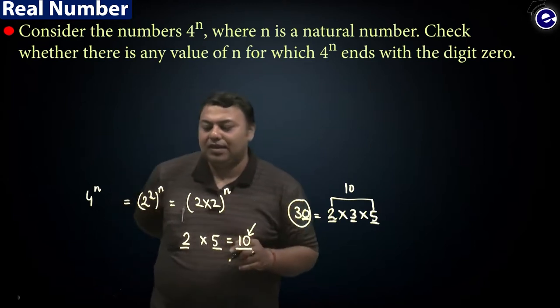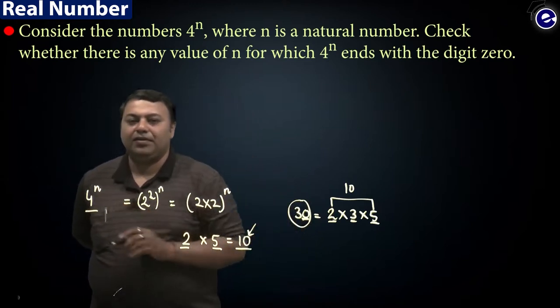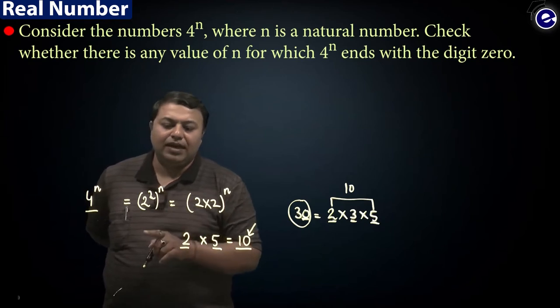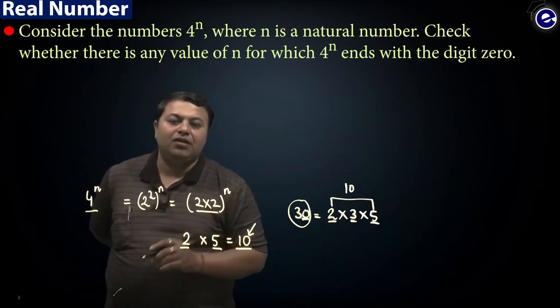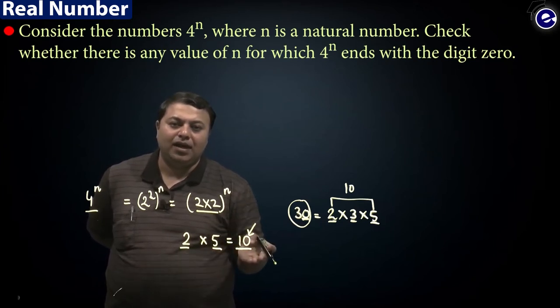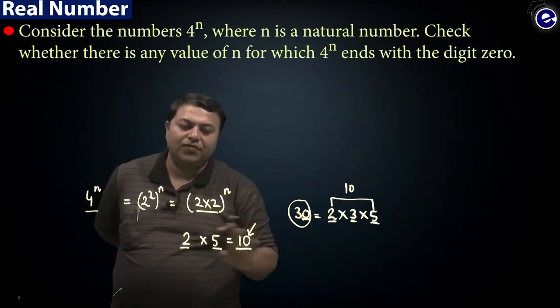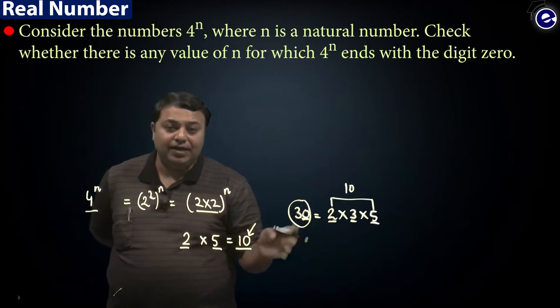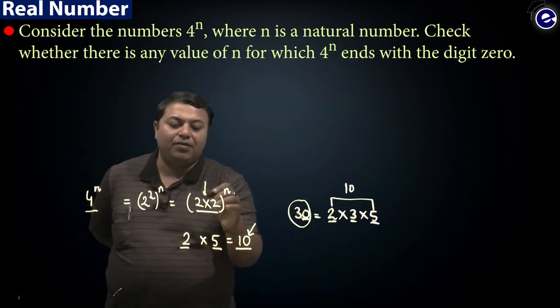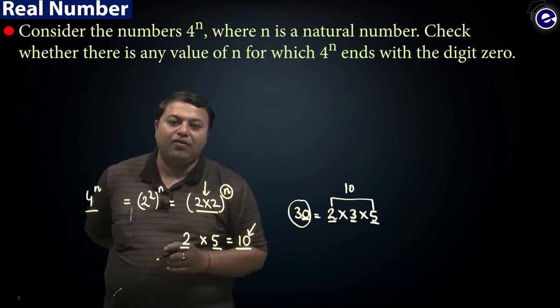Now if you look at this example 4 to the power n, what is wrong with it? This particular case has only 2 as the prime factor. It doesn't have any other number as a prime factor. It will always consist of only 2. But we know for getting 0 we need another factor, 5. And 5 is not available for any value of n.